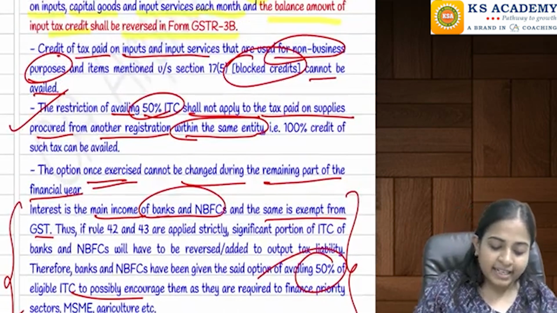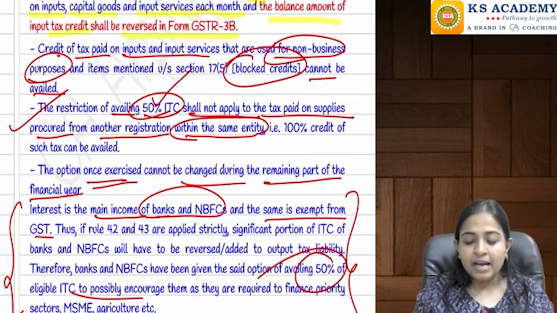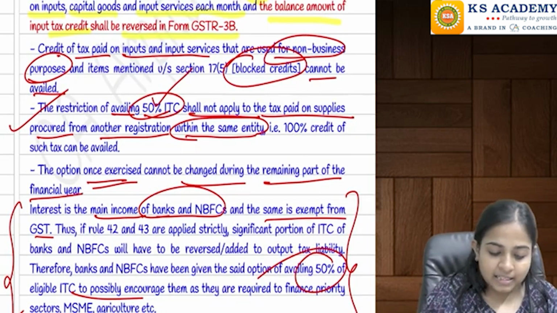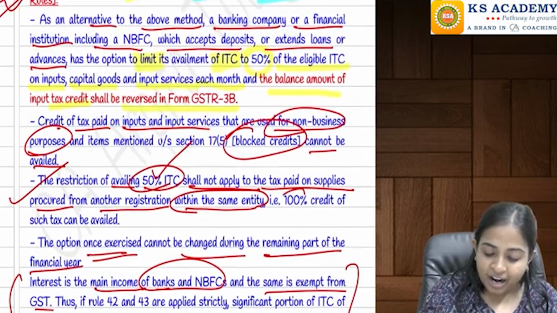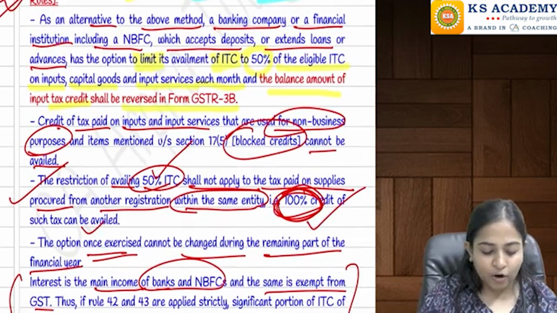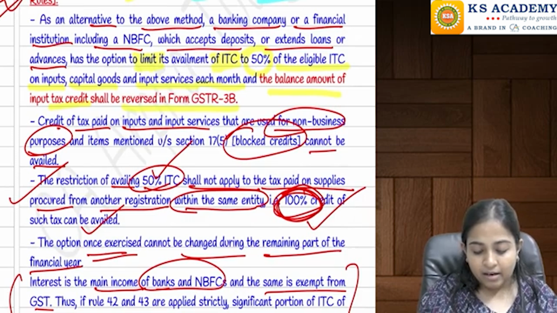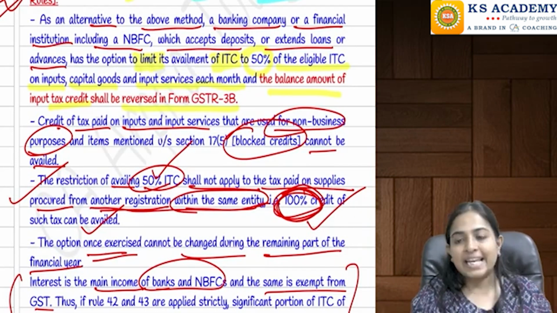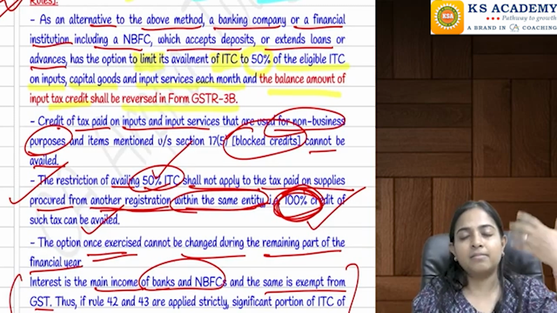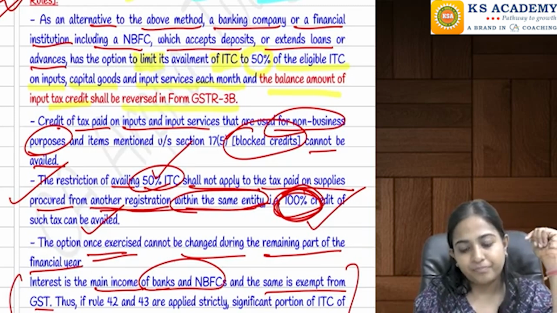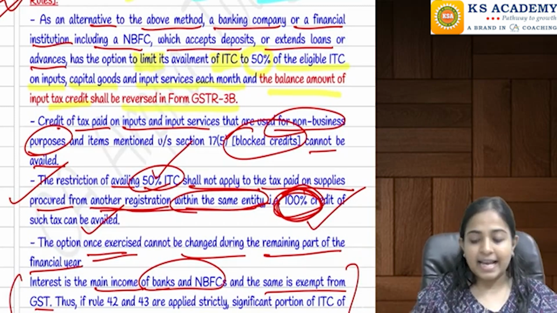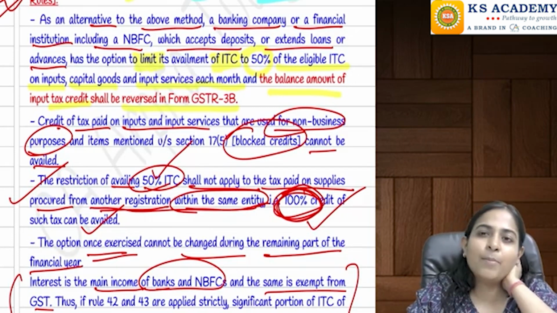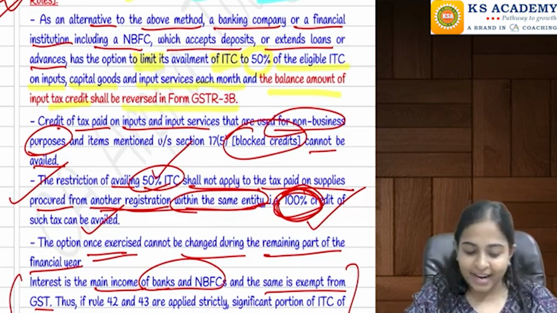Yes. So see, what are they telling? 50% ITC will be available. Okay, 50% ITC will be available. And 100% credit of tax will be available for the inputs which are procured from the same entity, distinct persons. Are you clear with this? Yes. And what about blocked credits then? Blocked credits will anyway be blocked. Okay, blocked credits will anyway be blocked.